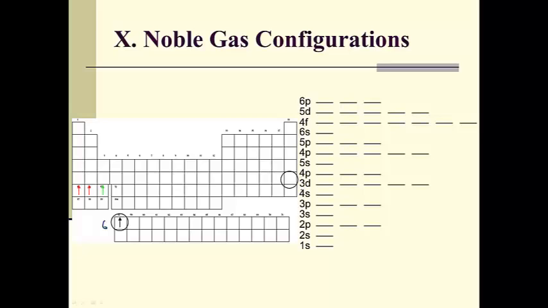So our noble gas here, and then we just have to worry about putting in 1, 2, 3, 4 electrons. We start with this element right here, which is xenon. That electron right there goes into the 6s. The second one goes into the 6s.